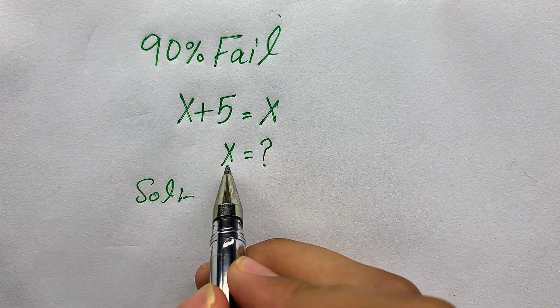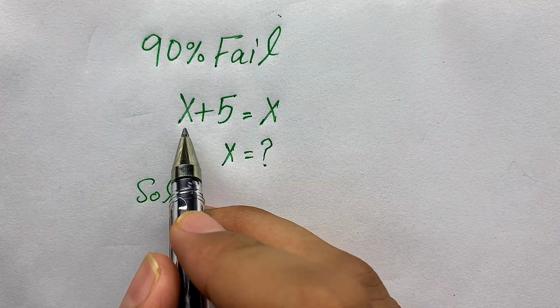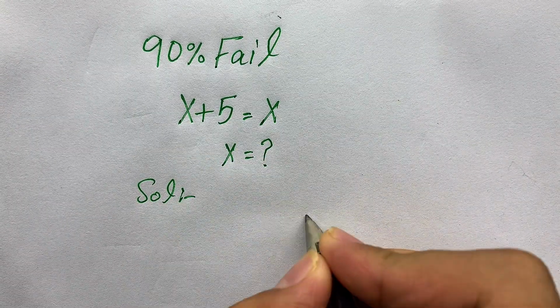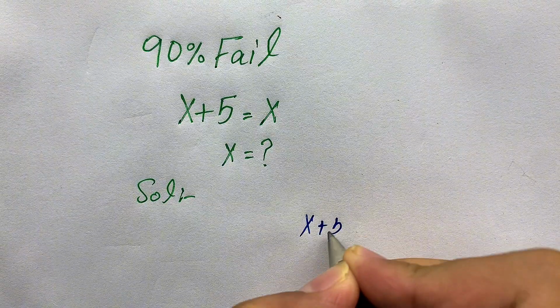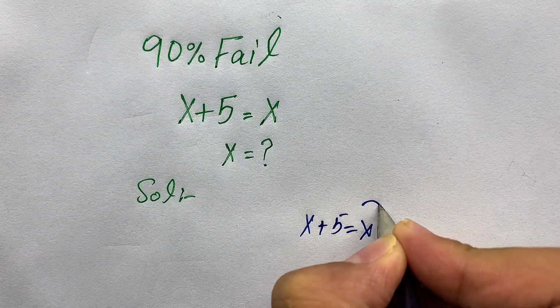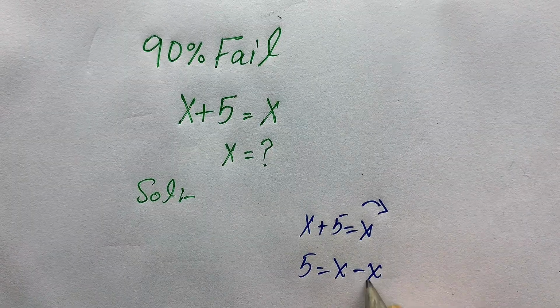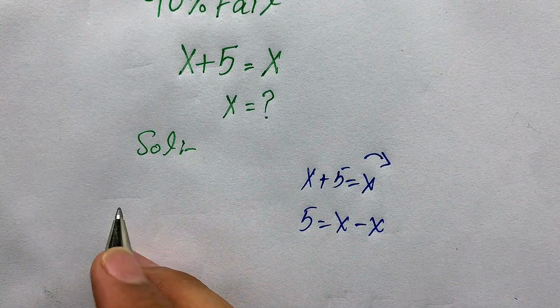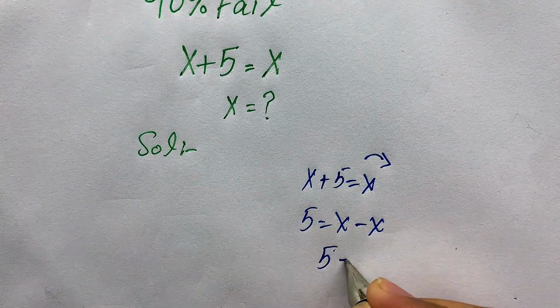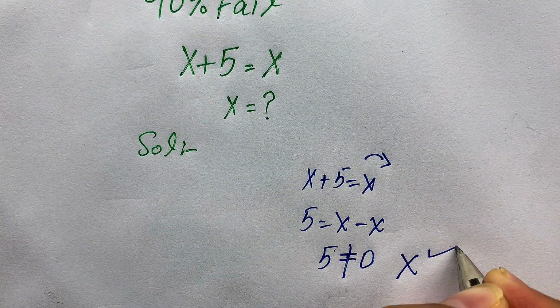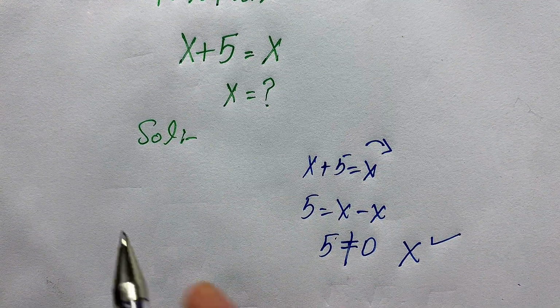In this problem we are solving for the value of x. Our question is x + 5 = x. Moving x to this side and 5 to the other side, we get 5 = x - x, so this will be 5 is not equal to 0, and x and x cancel.